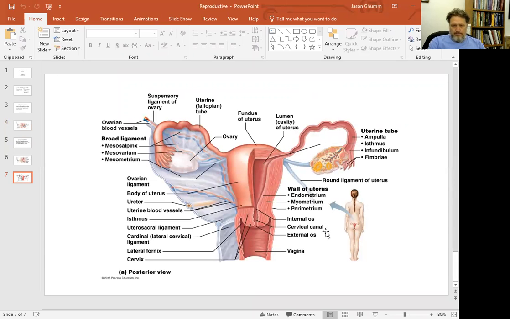Again, the walls of the uterus, you have the endometrium, which is the inside, the myometrium is the middle of it, and the perimetrium is the outside of the uterus. This is a very muscular organ for contraction purposes. There's a lot of blood vessels, as you see through here. There's a lot of vascularization through this. There's lots of nutrients going into it.